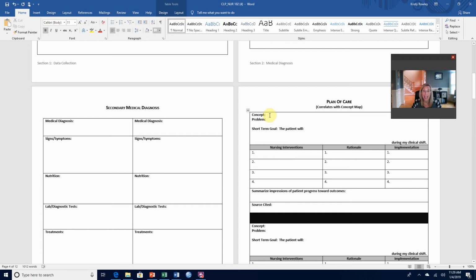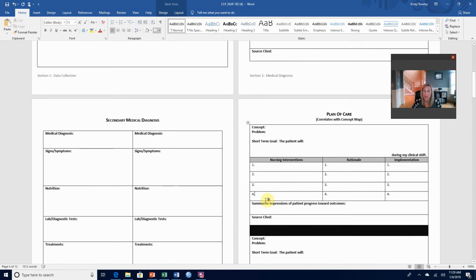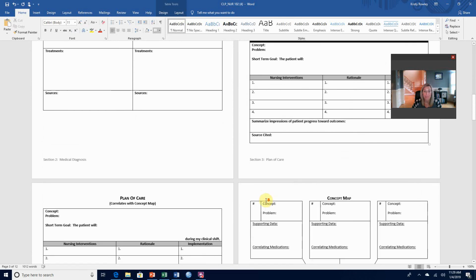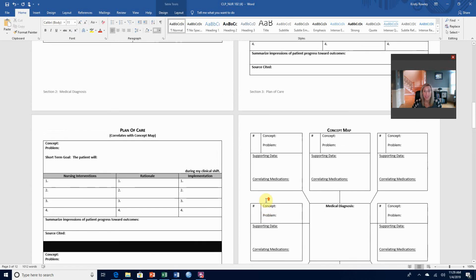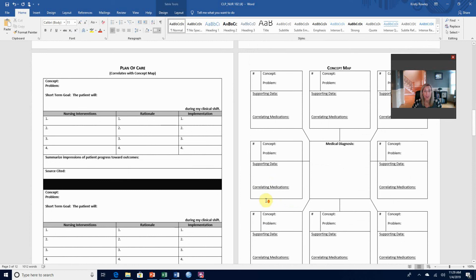So let's go back and say if that concept was perfusion and the problem was high blood pressure. Then they would write their little short-term goal, because it is during their clinical shift, and then their nursing interventions. Those nursing interventions and everything come straight from the textbook as well, so that does need to be cited. And they don't have to cite it in APA format. As long as they list the book and page number, they'll be fine.